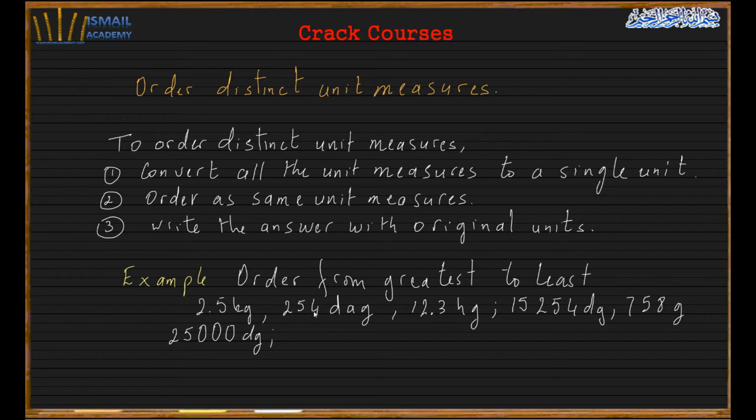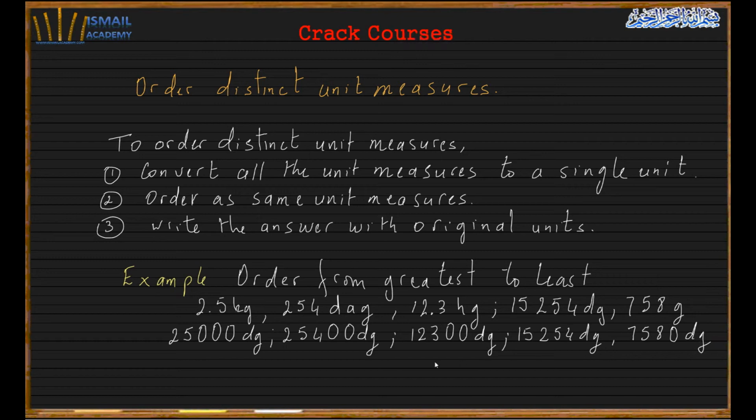Now decagram. The ones place is always the unit, so I put this 254 decagram. After decagram we have gram, then decigram. Here I have 12.3 hectogram. That means this is my hectogram, then decagram, gram, decigram. This is gram, so this is going to be 758. After gram, we have decigram, so I'm going to put 0 decigram.